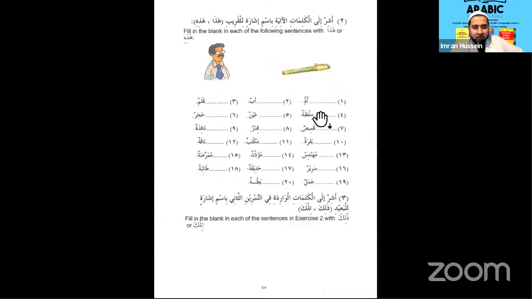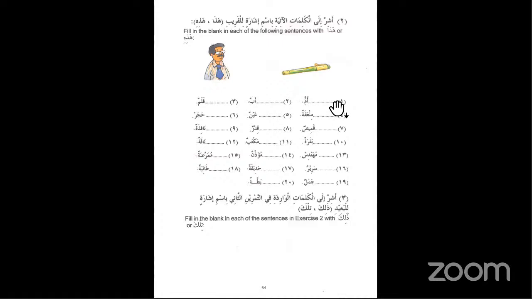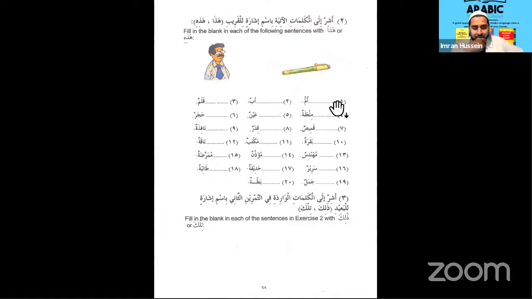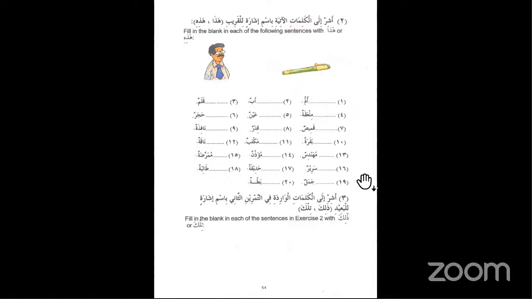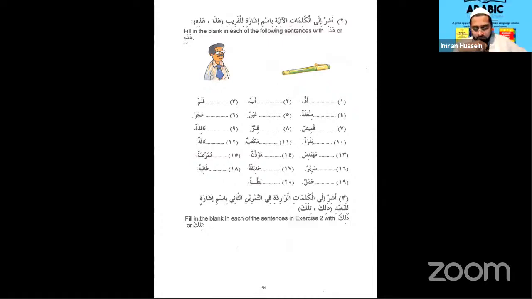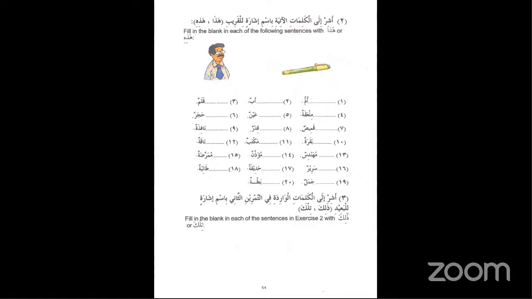Okay. Now I want yourself to do 1 to... how many are there? 15. Okay, I want you to do 1 to 5. So you need to use either hadha or hadhihi. Hadhihi ummun, this is a mother, or hadha abun, this is a father.